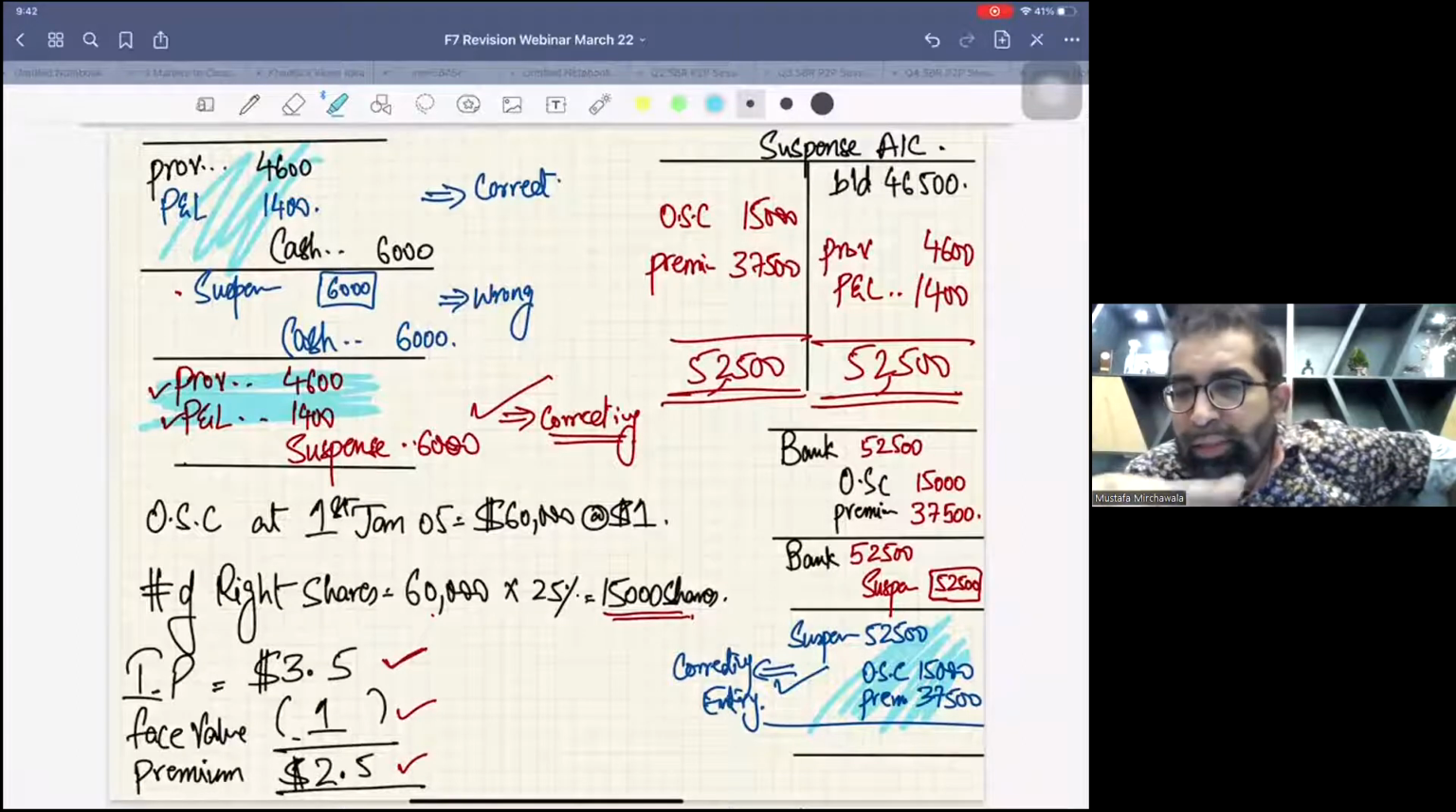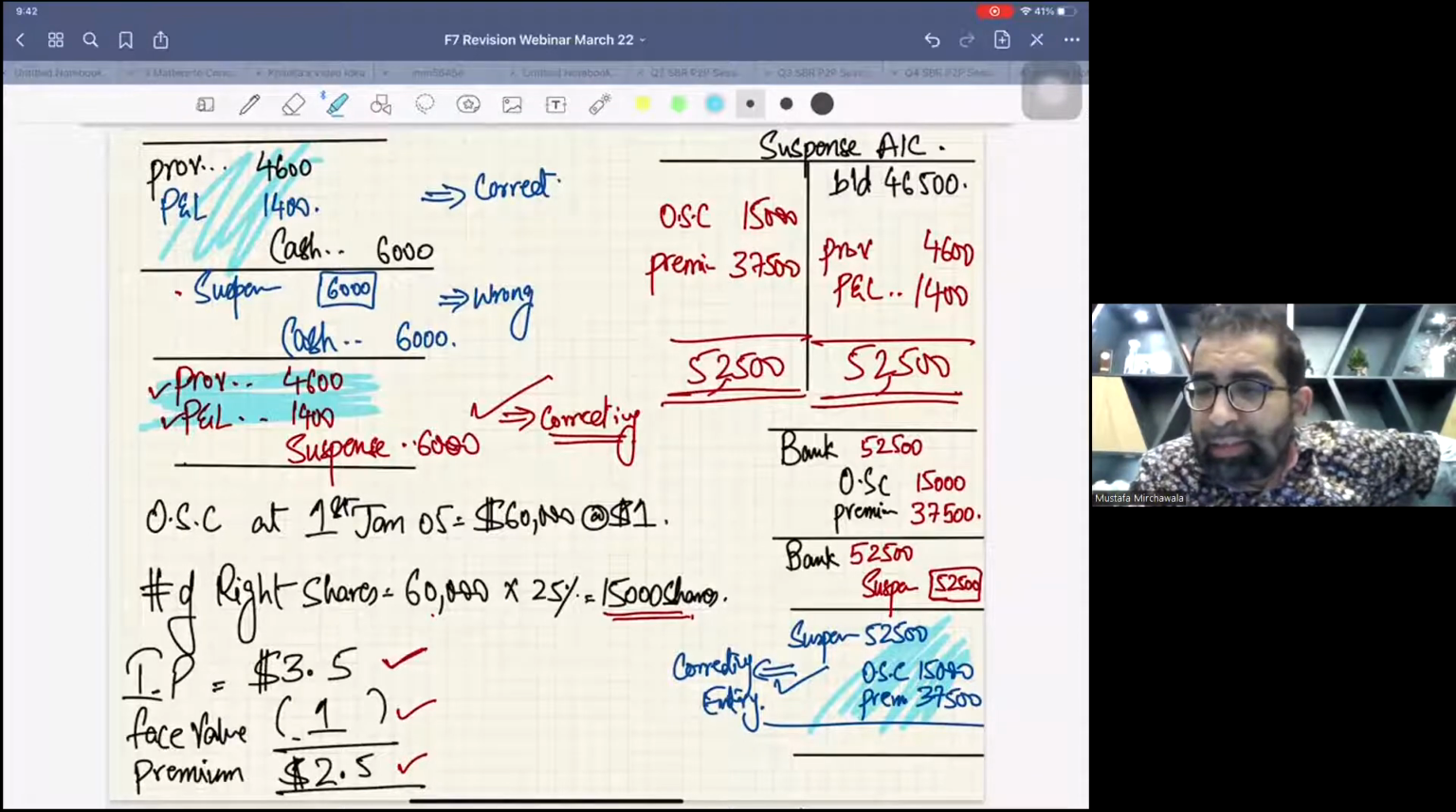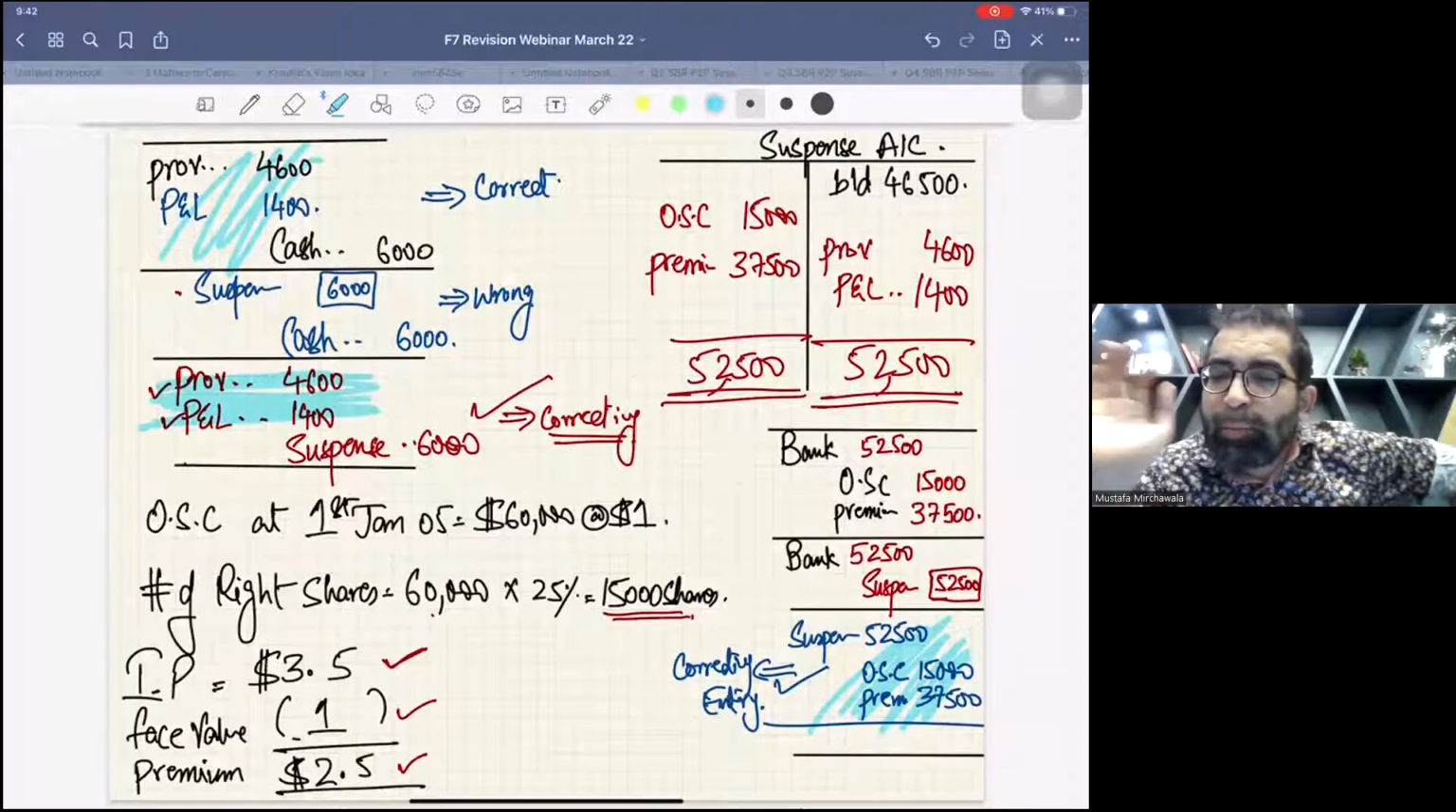Okay, so don't forget these two transactions. First thing, 1400 will be part of admin expenses. And this share capital and share premium increase will go in SOCIE, the statement of changes in equity.